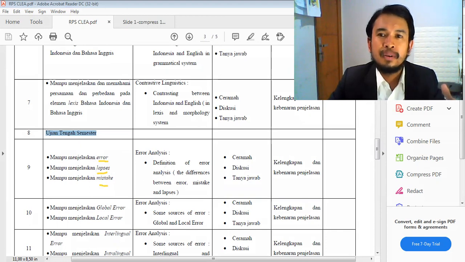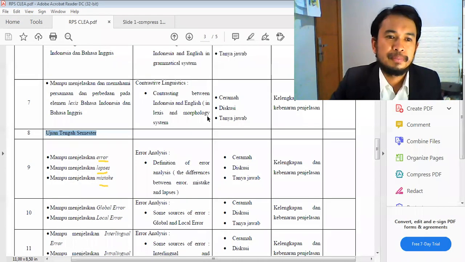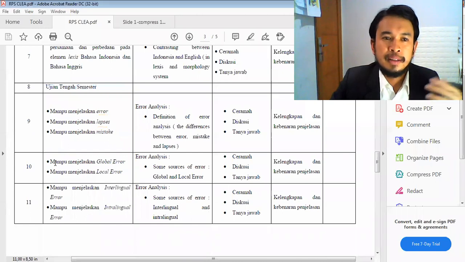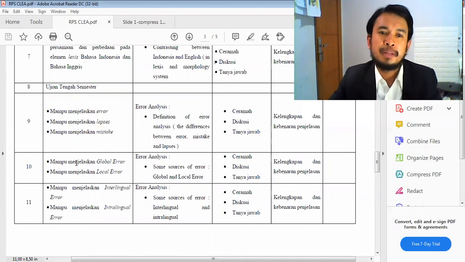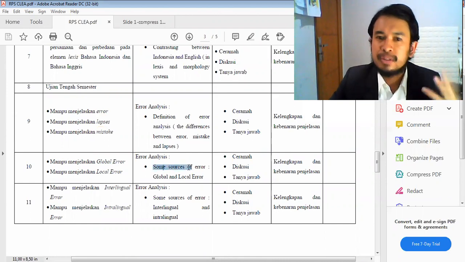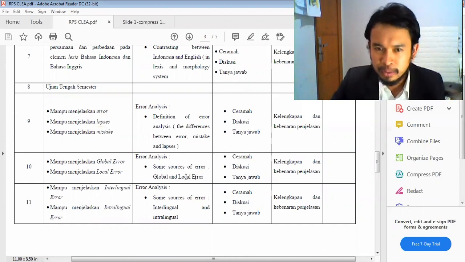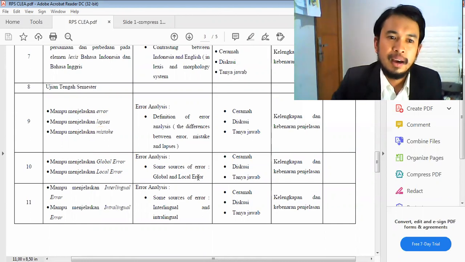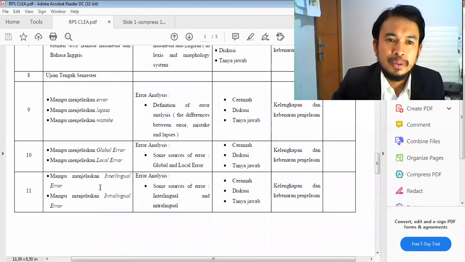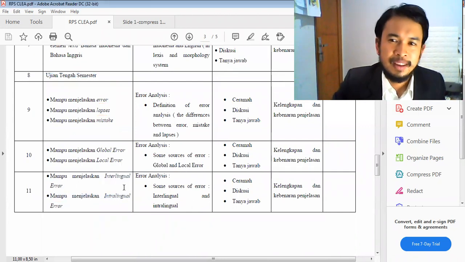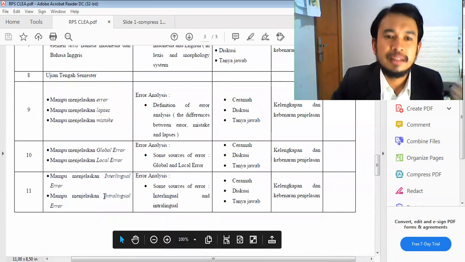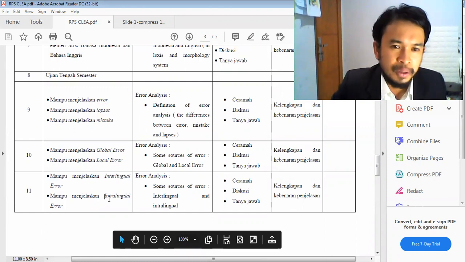And then for the following one, students would be able to explain global error and also local error, some sources of error such as global and local errors. And for the following one, you would be able to explain interlingual error and also intralingual error.